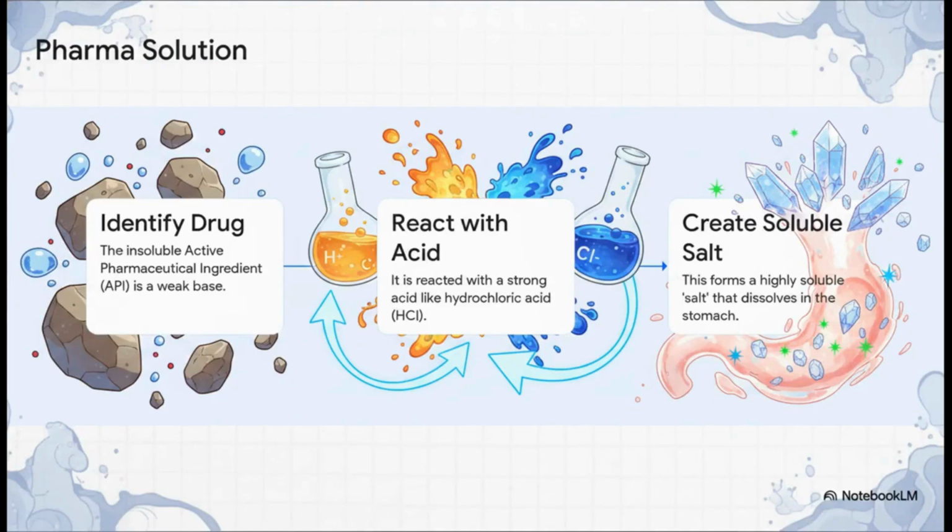It's all about transformation. Scientists take the insoluble drug, which is usually a weak base, and they react it with a strong acid. This creates a new salt version of the drug. Now, in chemistry, a salt isn't just for your fries. It's what you get when an acid and a base neutralize each other. And this new salt form of the drug, it dissolves almost instantly in your stomach, allowing the medicine to get into your bloodstream and actually save your life.